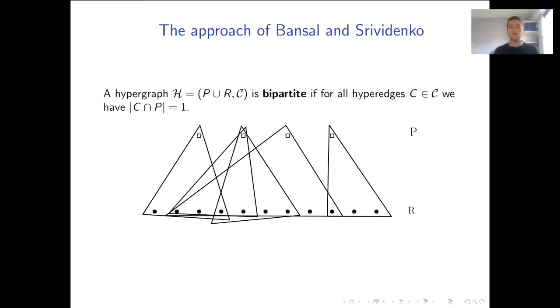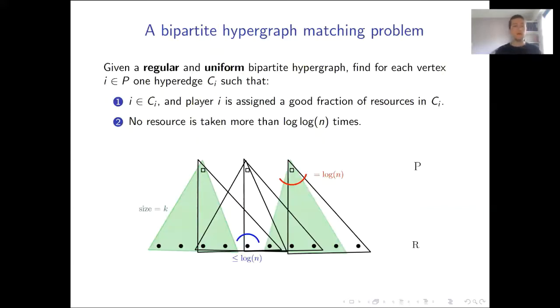Now we need a bit more formalism to describe the hypergraph problem. A hypergraph is said to be bipartite if all hyperedges C contain exactly one player. We write them C because these hyperedges correspond to the candidate configurations of the previous slide. So it looks like this: the players on the top and the resources on the bottom, and in a way we want to select one configuration for each player. And then you would get essentially the resources inside this configuration. So what Bansal and Sviridenko get during their reduction to this problem is some regular and uniform bipartite hypergraph.